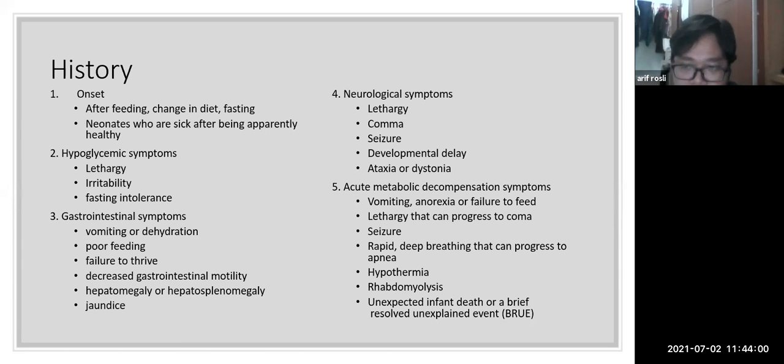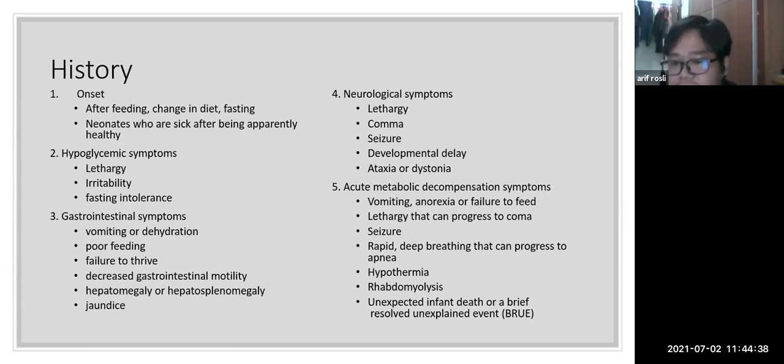Other than that, we need to also identify acute metabolic decompensation symptoms, which are the emergency urgent signs that we need to identify. Some of them are repetitive from the others, such as vomiting, anorexia, or failure to feed. However, it is important for us to identify them for immediate management. So they may present with vomiting, anorexia, or failure to feed, lethargy that can progress to coma, seizures, rapid deep breathing that can progress to apnea, hypothermia, rhabdomyolysis, unexplained infant death, or a brief resolved unexplained event.